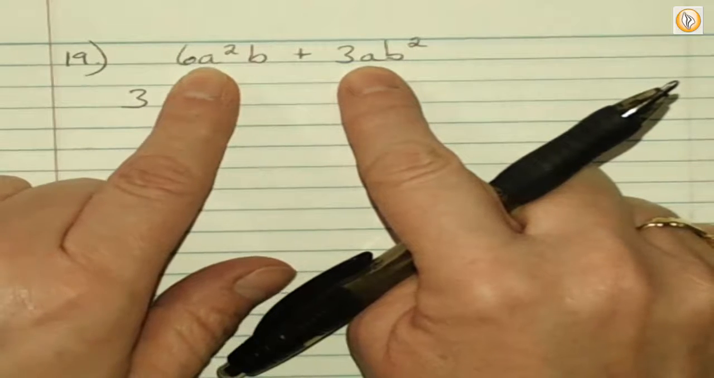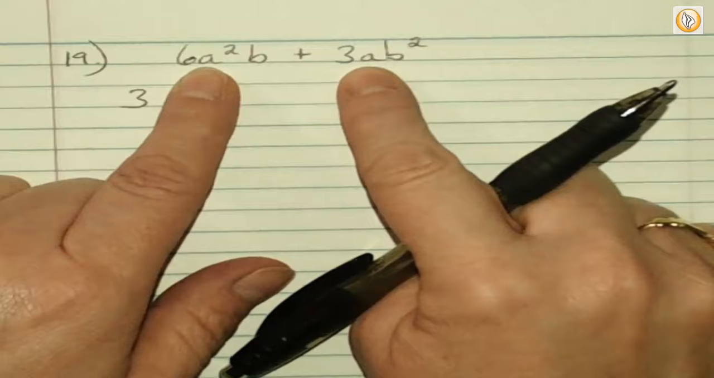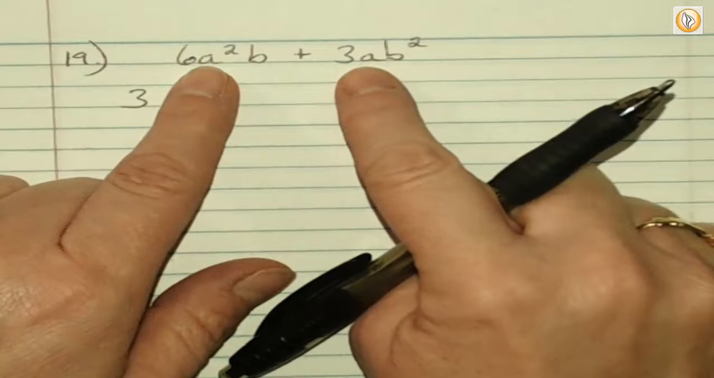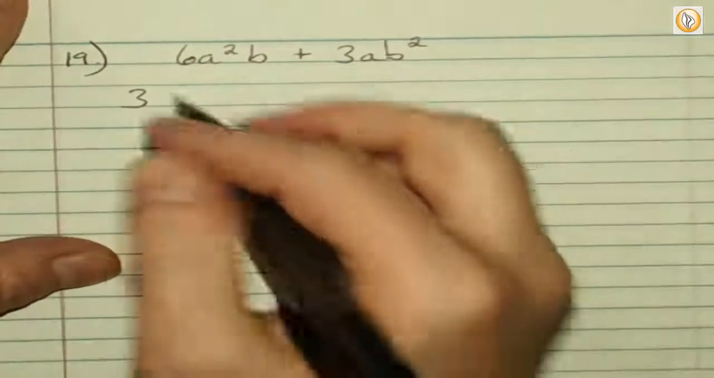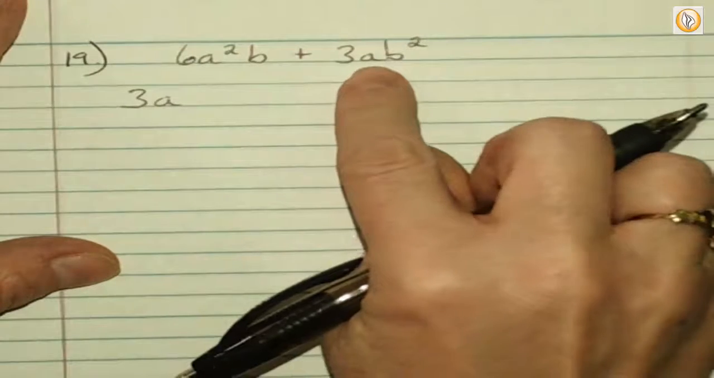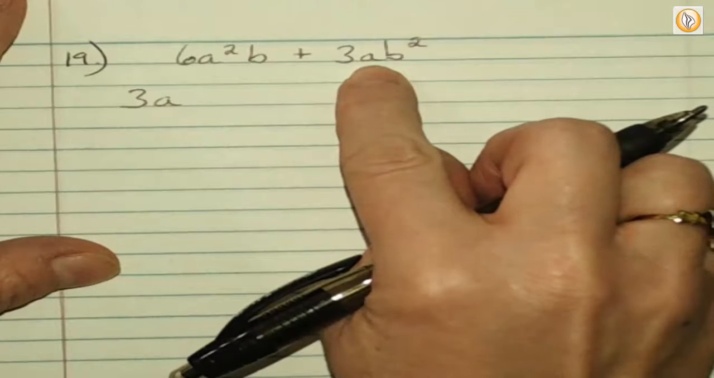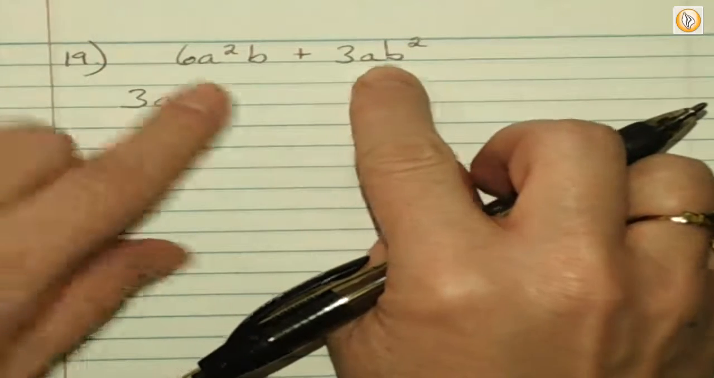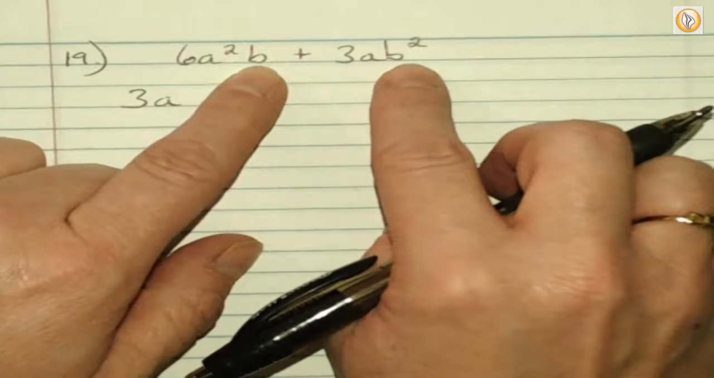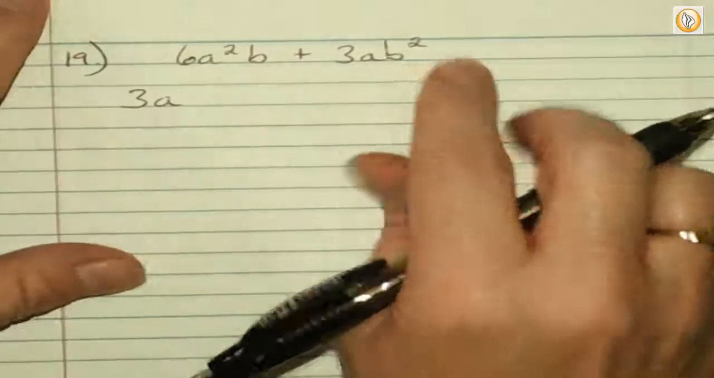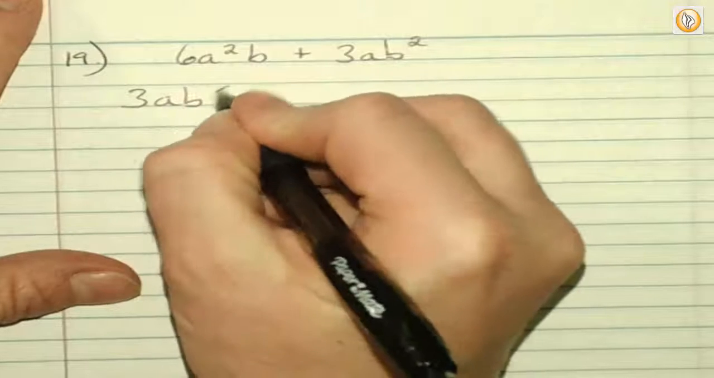Let's start with the a. Okay. So just 1a, because a squared can't go into that. Remember, we're taking greatest common factor. And then we have a b on this side and a b squared over here. So what would you take? B. Does everyone see that?